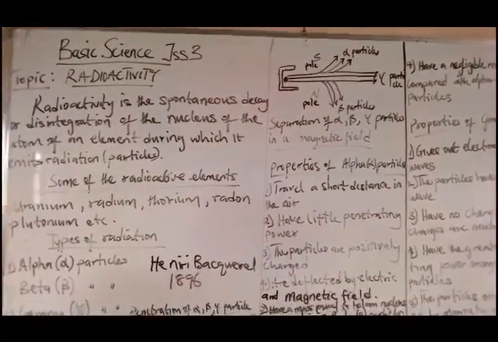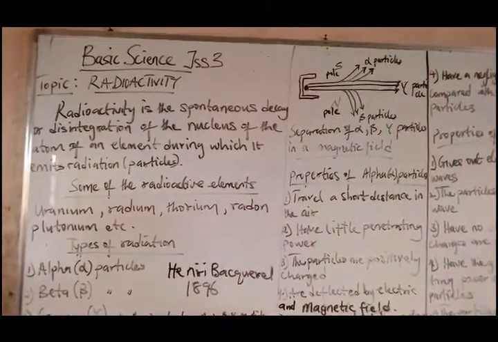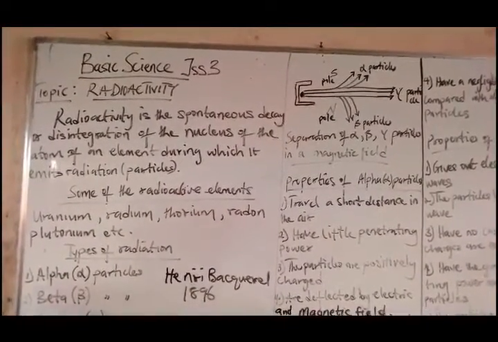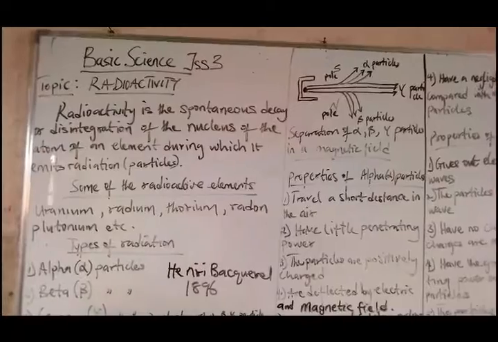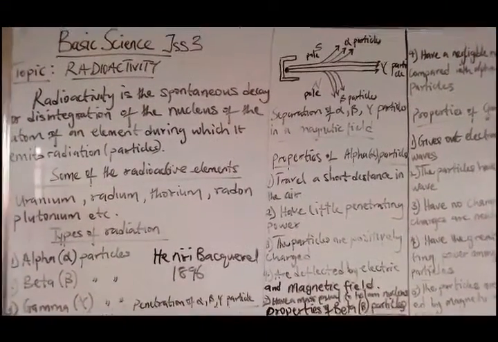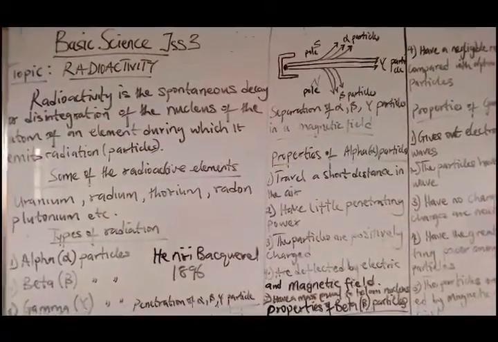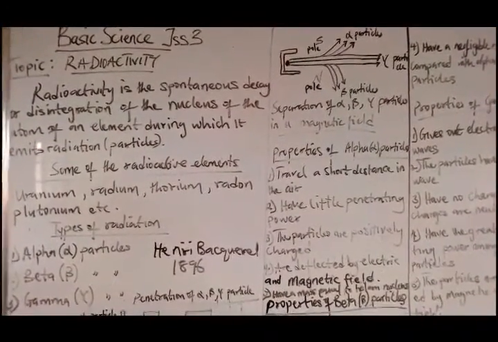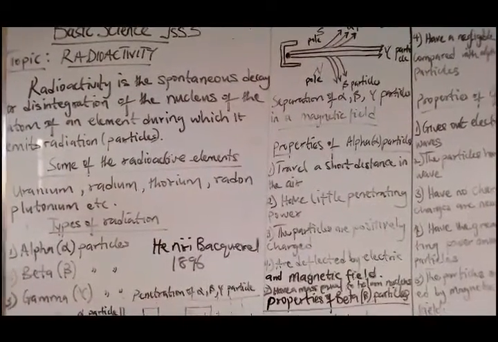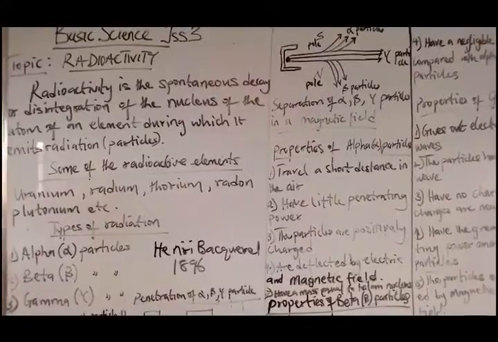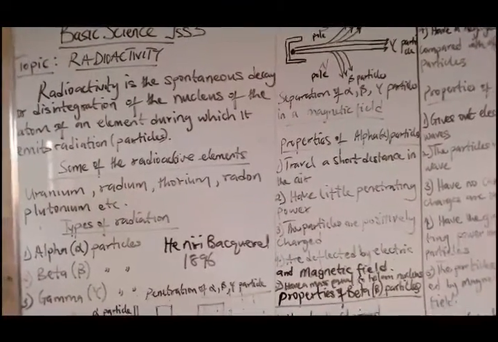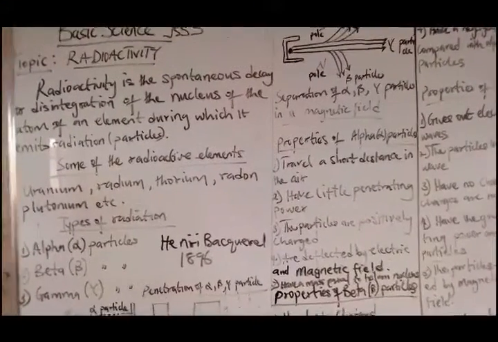I said that the man that discovered radioactivity is by name Henry Becquerel in 1896. He carried out some experiments that showed uranium giving out some kind of particle that will penetrate through thick black paper and affect a photographic plate placed at the other side. This process is called radioactivity.